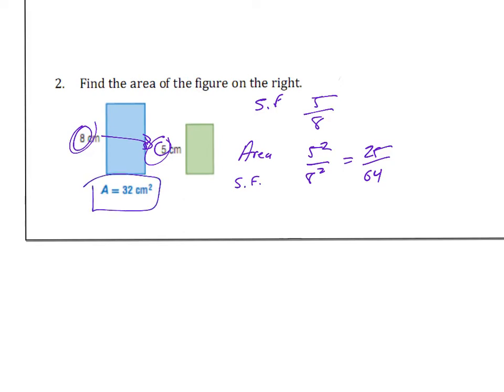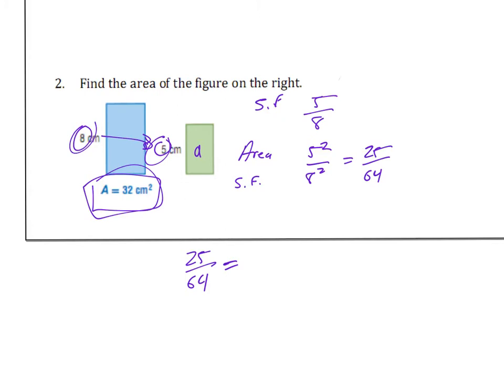Now they tell me the area of the first one is 32. That's the information they give me. So all I've got to do is say, okay, 25 over 64 equals 32 over A. And this is going to be the area of the smaller one. Actually, I want to flip that around.